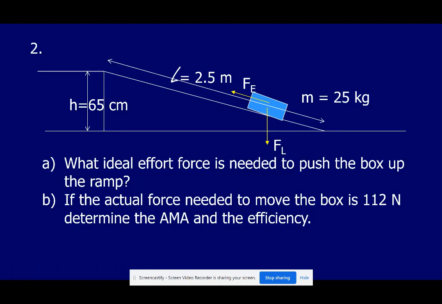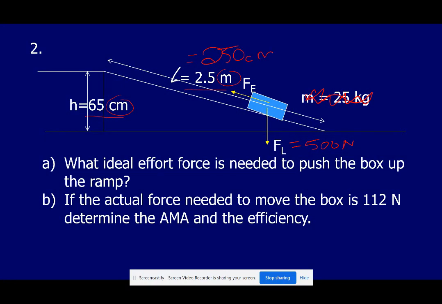Number two, what effort force is needed to push this particular box up the ramp? I'm going to change that mass and take it right out, and I'm just going to say that the load force is 500 newtons just to get this thing working, and we don't need the mass then. This time we've got 65 centimeters and 2.5 meters. That can be an issue. Because it doesn't matter what these units are, but they have to be the same. So either you got to convert the meters to centimeters or the centimeters to meters. And in this case, my preference is going to be to turn that into 250 centimeters.